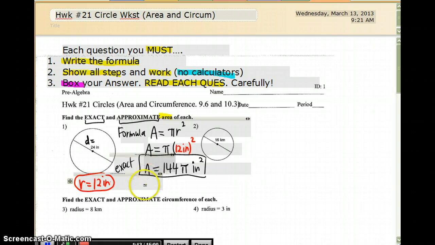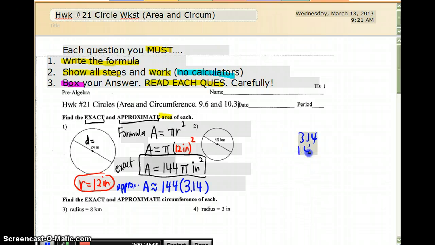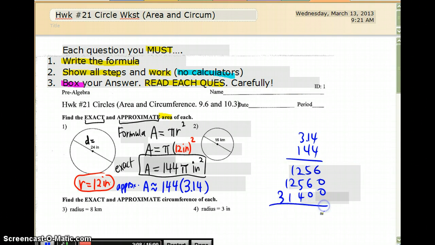To find the approximate answer, I'm then going to take area, I'm going to multiply about 144 with the approximation of pi, which is 3.14. Okay, not using a calculator, I'm going to do that calculation over here. Decimal goes here. Okay, and I hope we all also got that as well, 452.16.